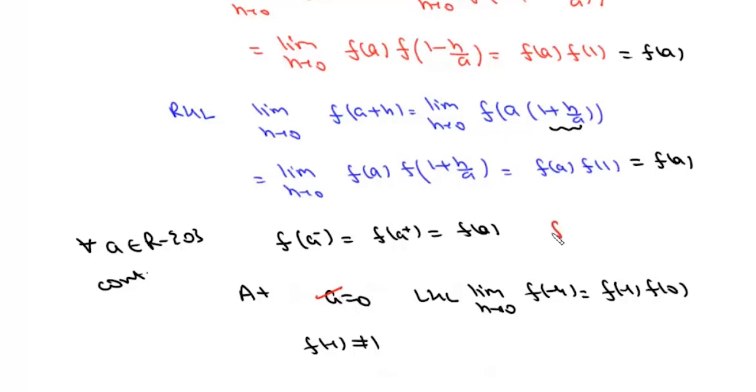And one counterexample can be if we take this function f(x) as 1 upon x when x is not equal to 0, and 0 at x equal to 0. Now this function satisfies all the conditions and it is continuous for all x belongs to R minus 0, and at 0 this function is discontinuous.